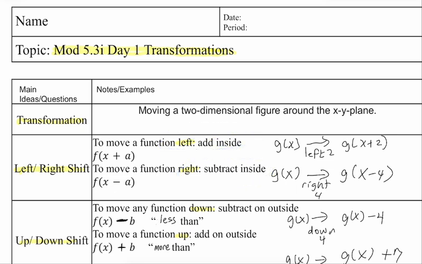So anything we want to do to move something or change something horizontally, left and right, we have to do it on the inside. And it's always the opposite of what you're expecting. The reason being is if I set that x plus a equal to 0, I would have to subtract a. So it does the opposite of what you should expect.